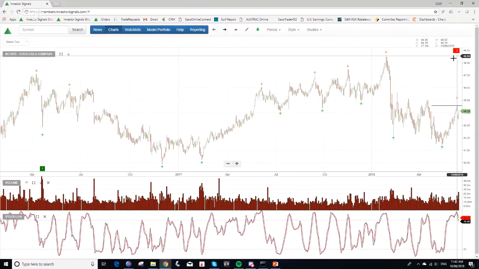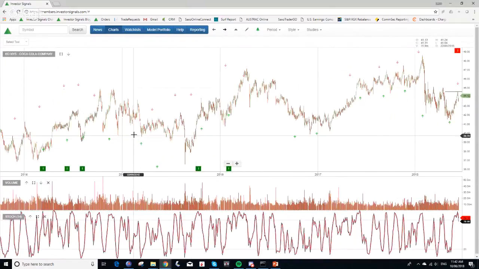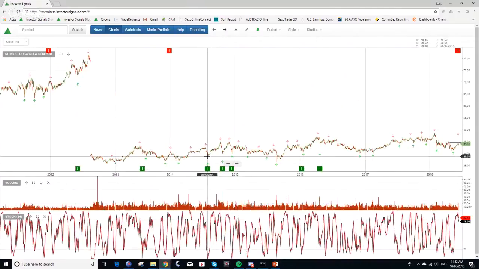Coca-Cola, we just had a sell signal on this on Friday night or late last week. So the stock was removed from the model after being a position that was held for quite some time.